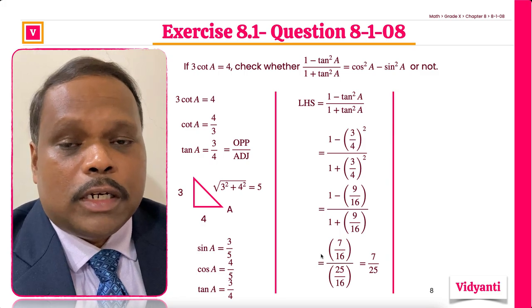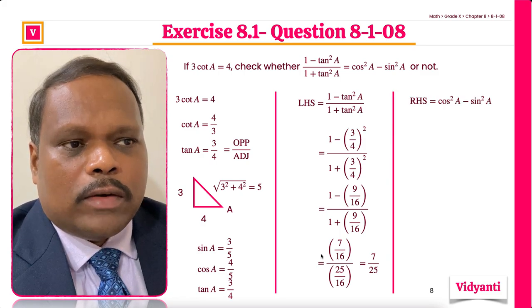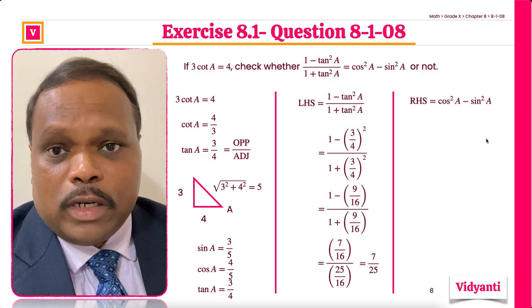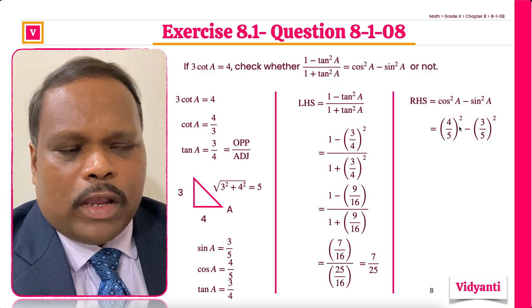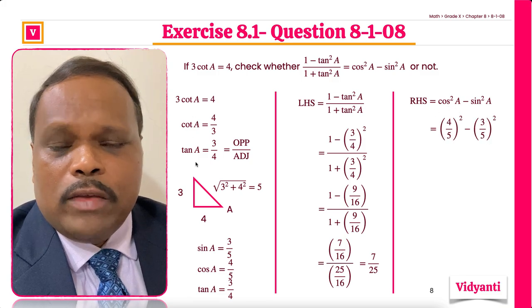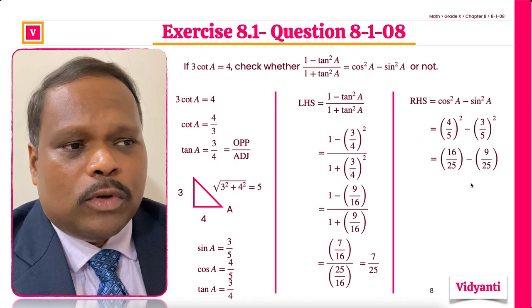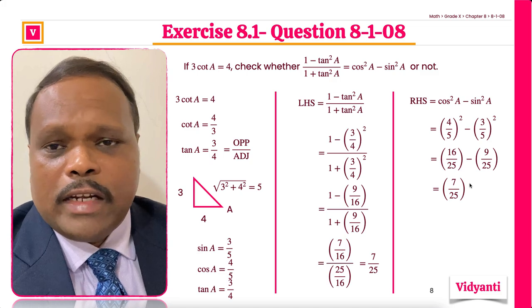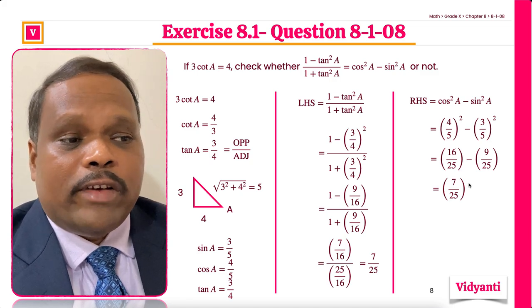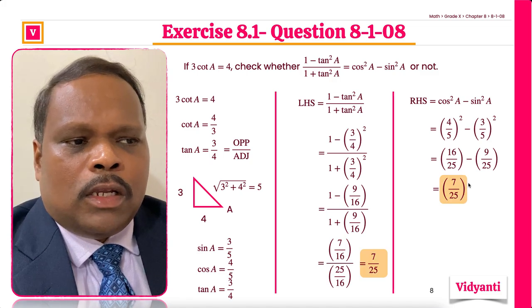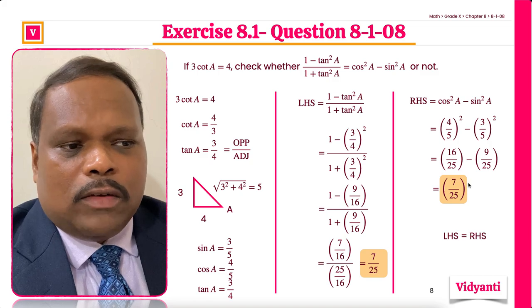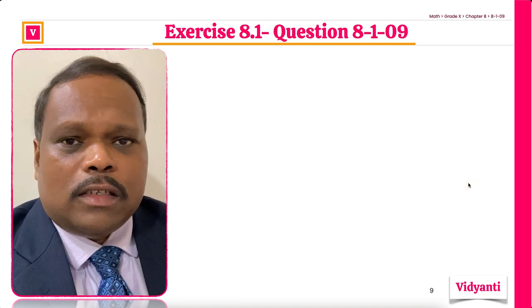Now let's concentrate on the RHS. That will be cos square A minus sin square A. That will be 4 by 5 squared minus 3 by 5 squared. Where am I getting these numbers from? We have already evaluated sine, cosine and tangent, and we have kept them ready. That will be useful. So now the right hand side also comes out to be 7 over 25. Since both sides are equal, we can say LHS equals RHS, hence proved.